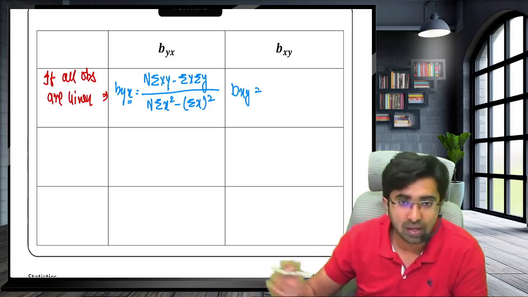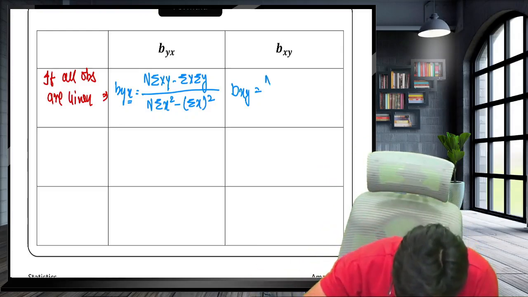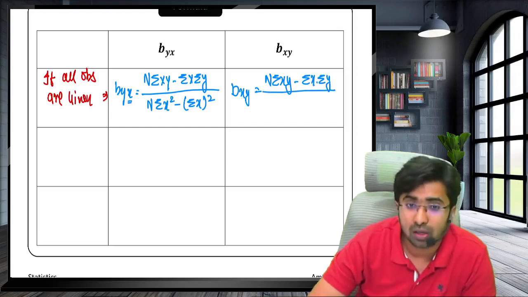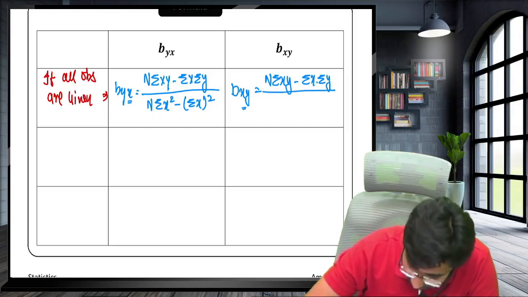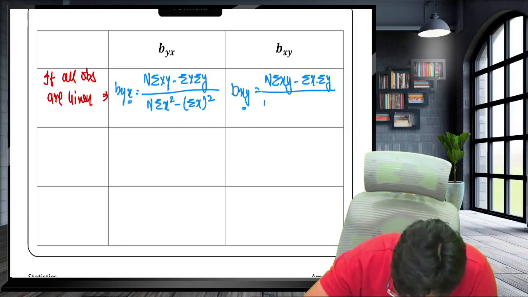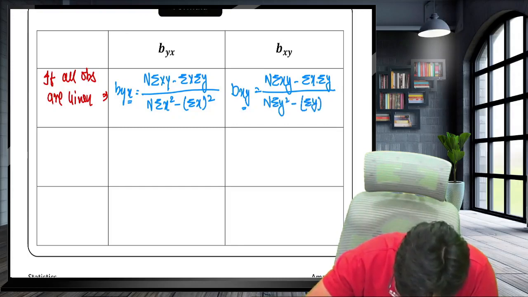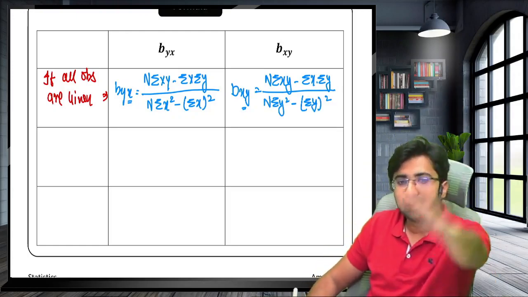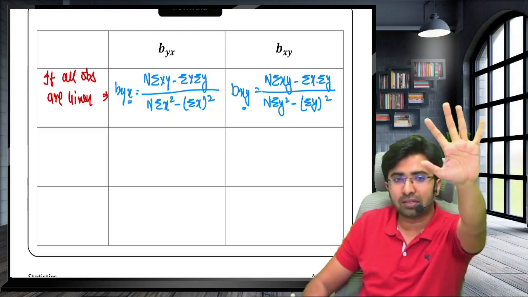What will be x on y? It will be n summation xy minus summation x into summation y. The denominator and numerator will be the same, but since it ends on y, here there will be n summation y square minus summation y whole square. This is the same as we have studied in Karl Pearson, guys. This is the same as we have studied in Karl Pearson, correct?